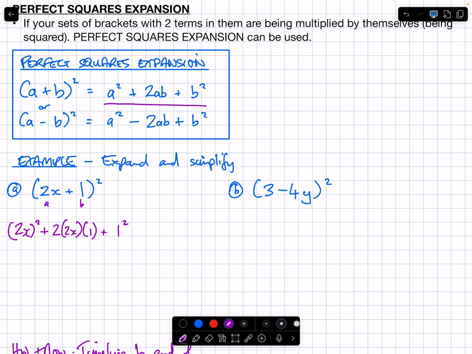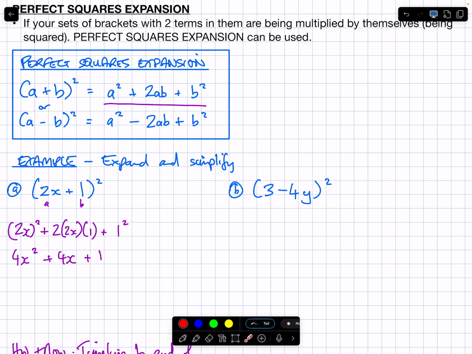So let's square that 2x. 2x times by itself is going to be 4x squared. What's 2 times 2x going to be? If I've got 2 lots of 2x. It's like 4x. And what's 4x times by 1 going to be? 4x. 4x again, so plus 4x. What's 1 squared? 1. That's your answer. That is using the shortcut.